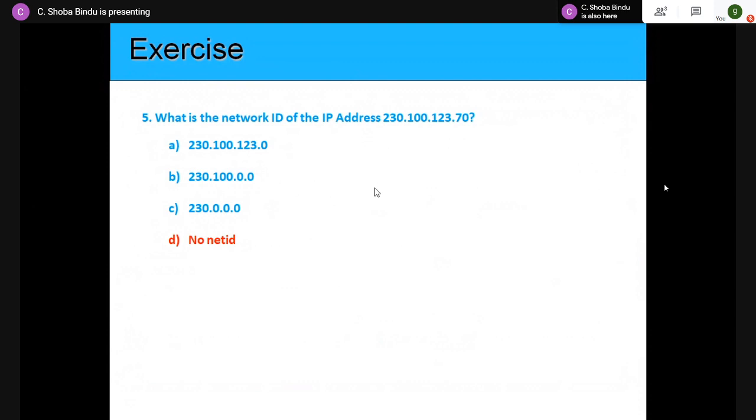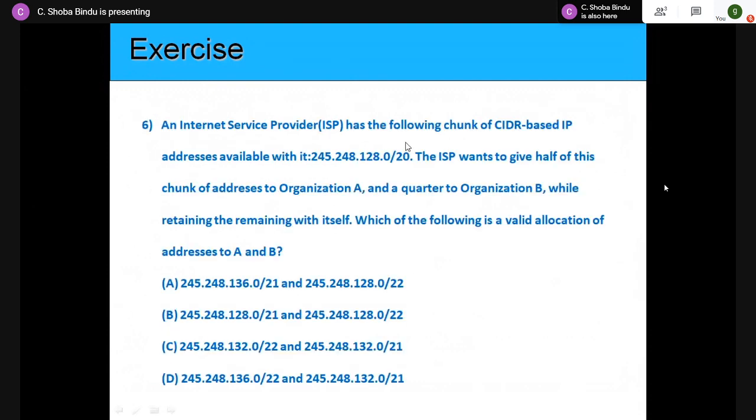An internet service provider has the following chunk of CIDR based IP addresses available with it. So how many IP addresses are there? You find that out by raising 2 to the power of 32 minus 20. 32 minus 20 is 12, so you will have 2 to the power of 12 addresses in this network. The ISP wants to give half of this chunk of addresses to organization A.